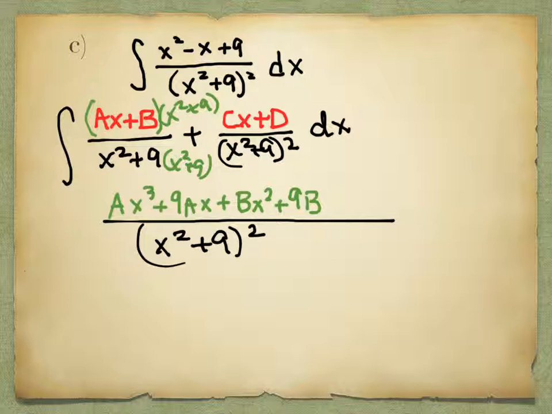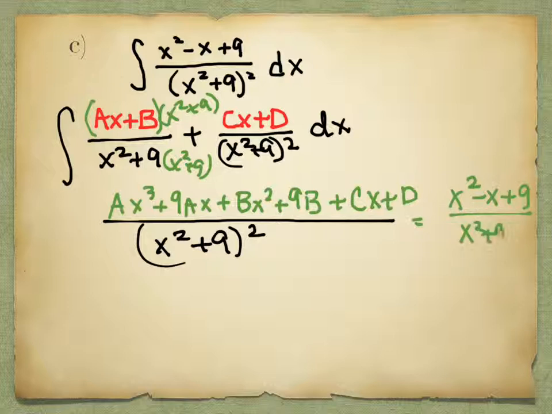So that one wasn't especially friendly. However, the next one's quite friendly. Why? Yeah, I already have that denominator, so I don't have to do anything for the next piece. It's just cx plus d. And all of this is supposed to equal my original fraction, like Janet said, which is x squared minus x plus 9 over the x squared plus 9 quantity squared.